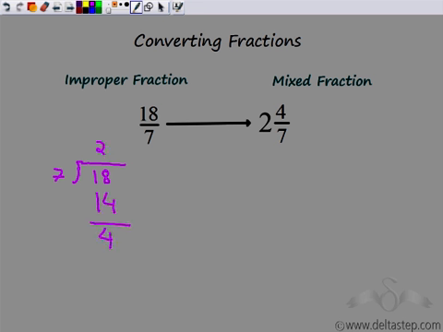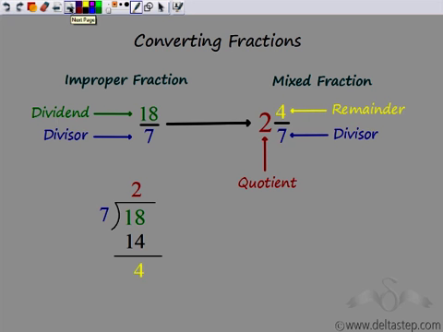So if I divide this, 2 is the quotient, 4 is the remainder, and the denominator remains the same. That is, here if I divide 18 by 7, then 7 is the divisor, 7 still remains the divisor here. So what I can see is that if I have an improper fraction and I see it as a division problem, then 18 is the dividend, 7 is the divisor. So I divide 18 by 7.